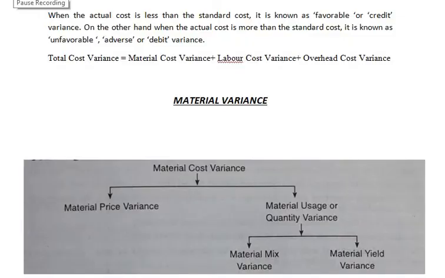Now let us look at the first component of the total cost variance, that is the material variance or the material cost variance. The material cost variance is divided into two, that is the material price variance and the material usage or quantity variance. And the material usage or quantity variance is divided into material mix variance and material yield variance.